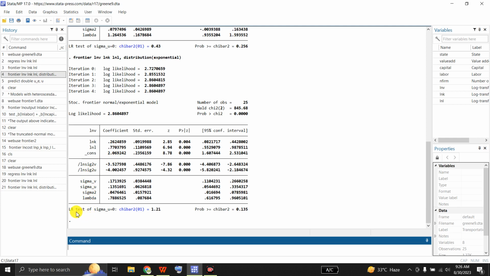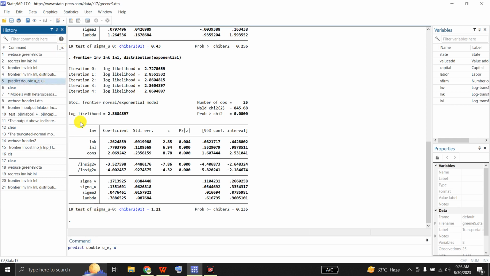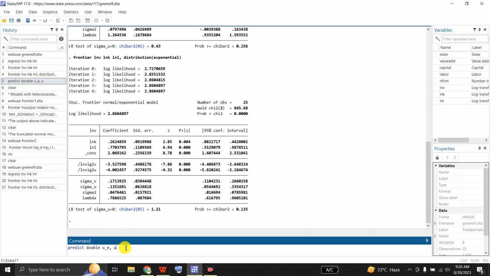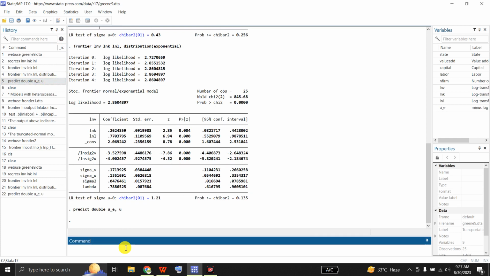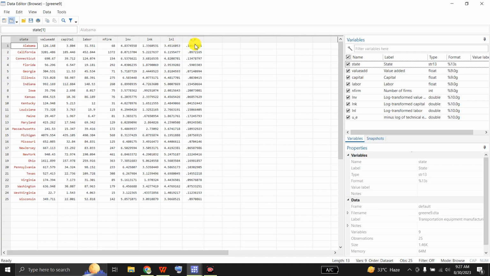This is a log likelihood ratio test of sigma u equal to 0. I'll explain this in a while. This is how we predict the residual for this model. So the residuals have been generated, and let me show this to you. So this is the newly generated residual for this model.